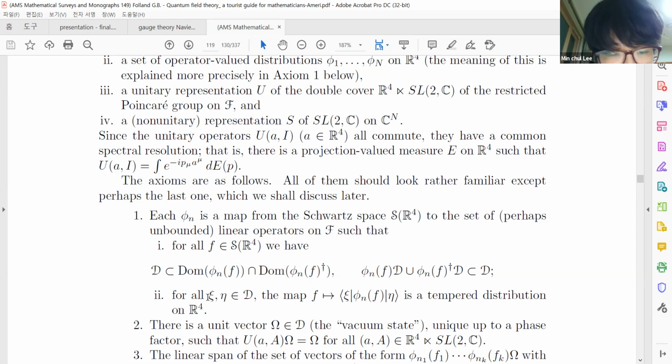And for all elements of the domain, this map is a tempered distribution on R4. This is the definition of the operator value distribution on R4, and I'm working in order to extend this definition to the principal bundle.